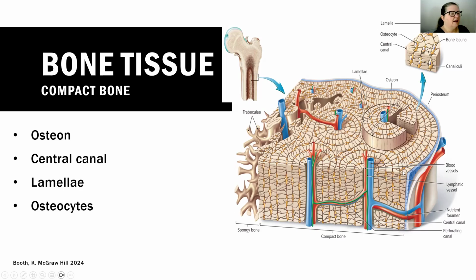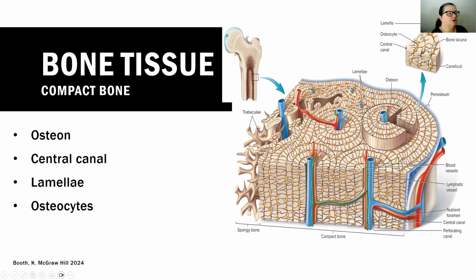What makes compact bone compact is the fact that everything that makes it up is packed tightly together. So there's not really a whole lot of space in between. The packing together and the compactness of it makes it very, very strong. Okay. And here's what makes it up.